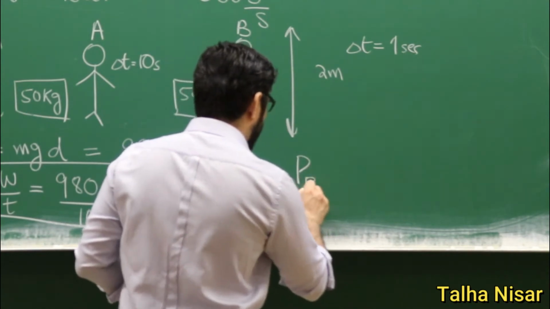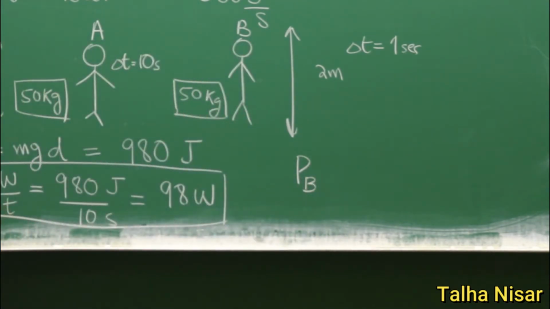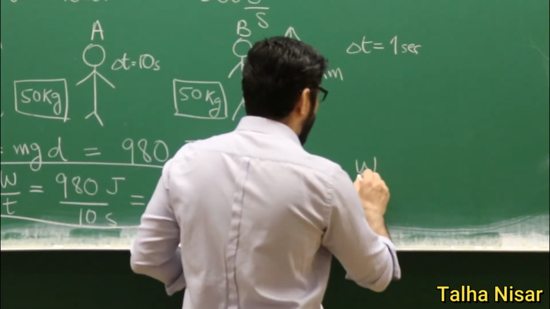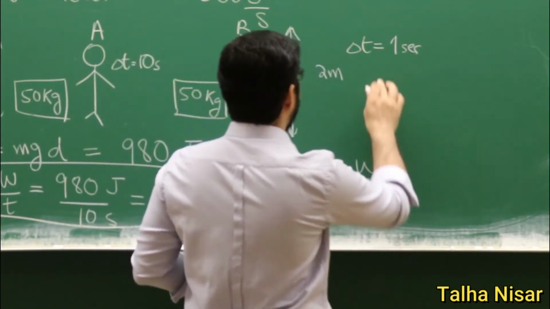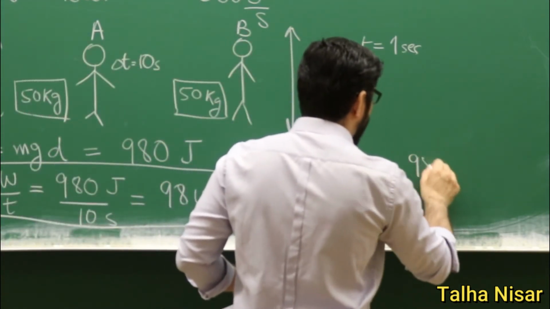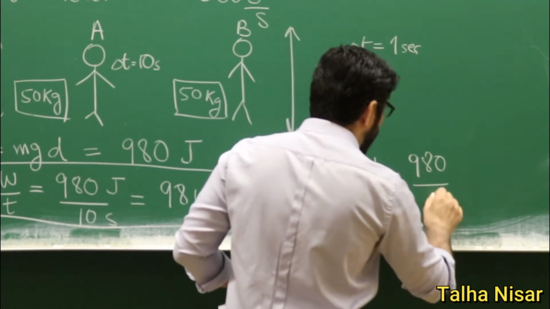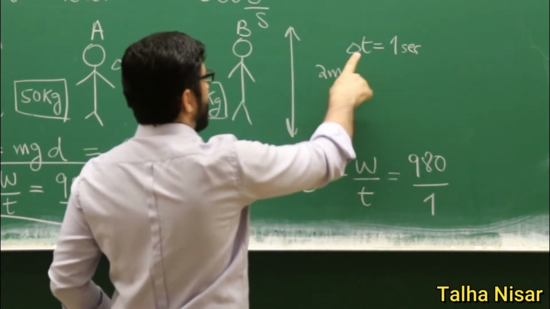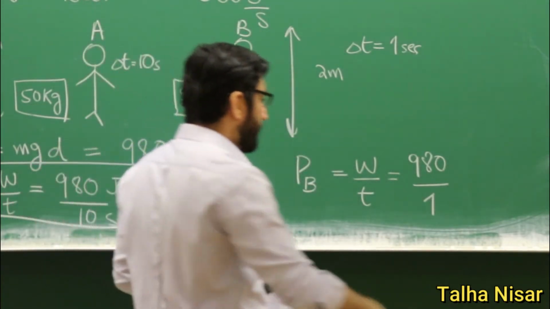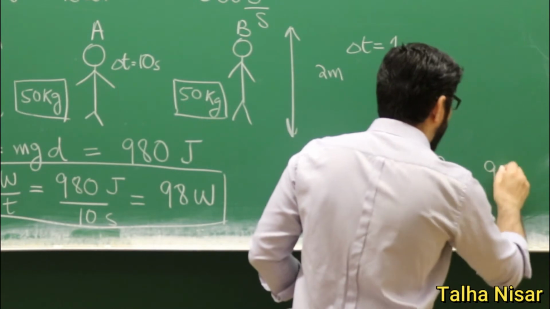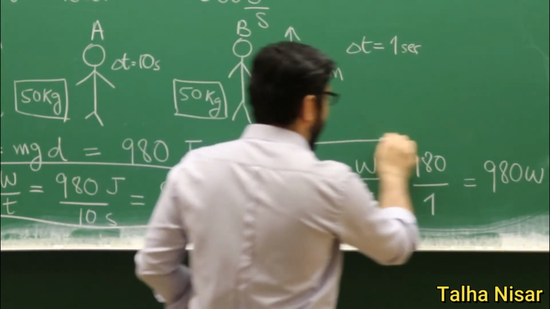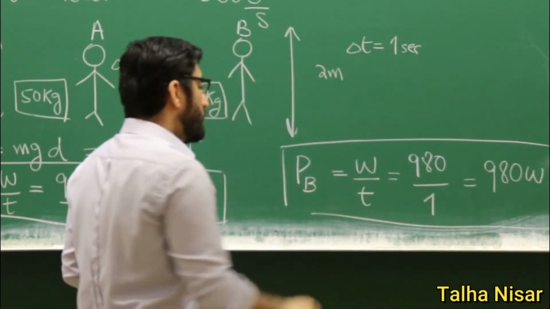So for person B, we have the work done divided by time, and we know the work done is 980 joule. 980 joule divided by 1, because this person has lifted the 50 kg block in just 1 second. So the power for this person is 980 watt. So what do we see here?